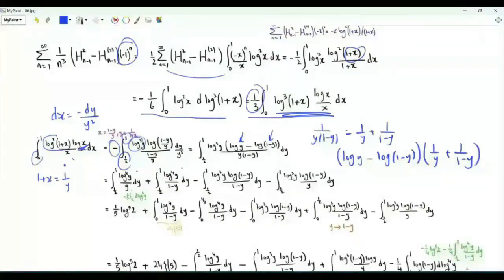We multiply and split into 4 integrals. The antiderivative of log y to the power 4 over y is 1 over 5 log y to the power 5. Using the limits of integration, this integral is log 2 to the power 5 over 5.